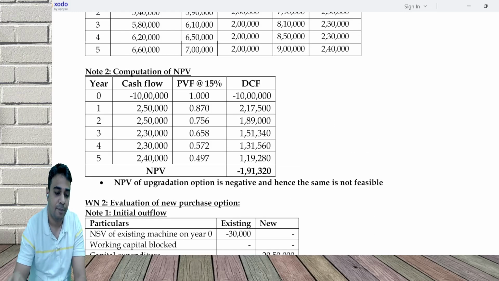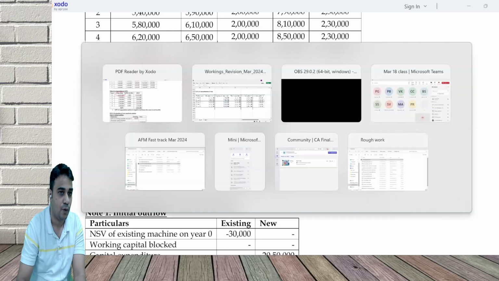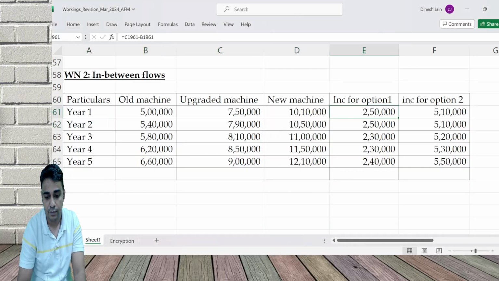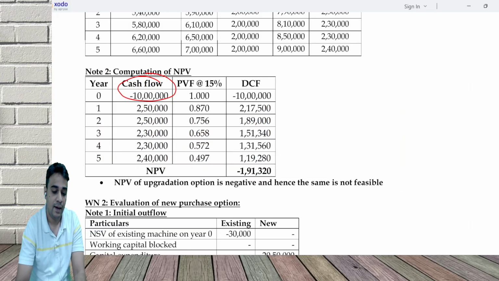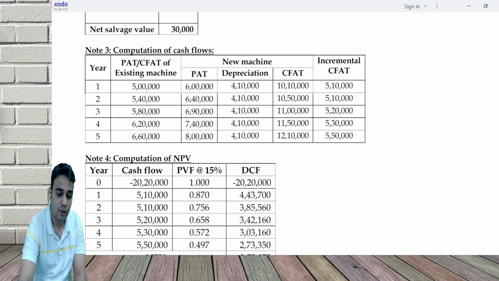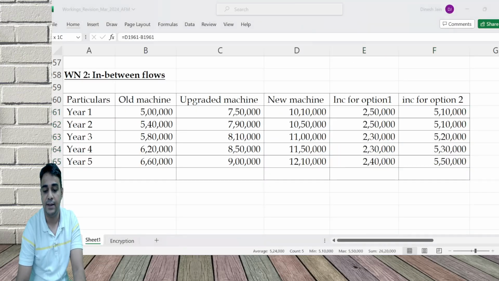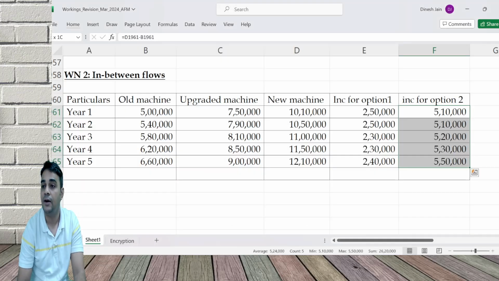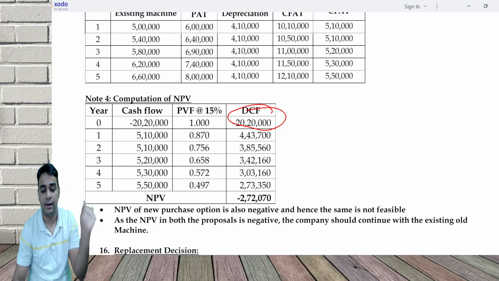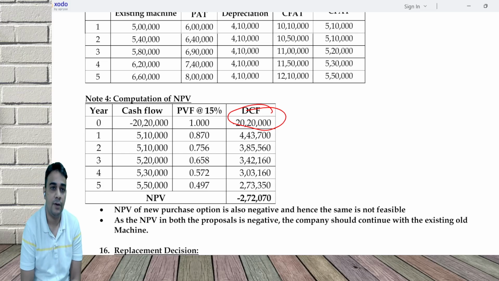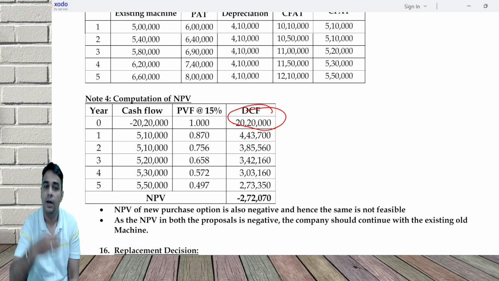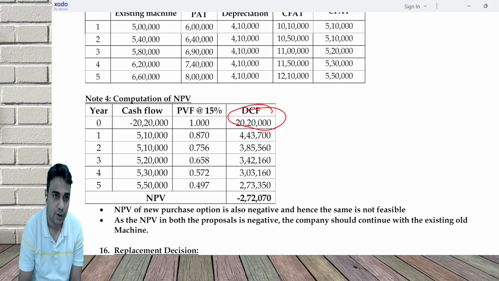So in my upgradation option, 10 lakh was my initial outflow, and these were your 250, 250, 230, 230, and 240. In case of the second one, 20 lakh 20 was my initial outflow, and these were your numbers: 510, 510, 520, 530, and 550. Net net both are negative, which means I am not doing any replacement, and I'm also not doing upgradation. Continue with whatever is happening.